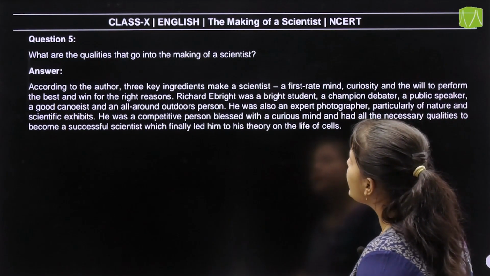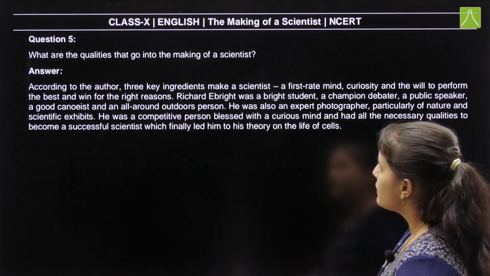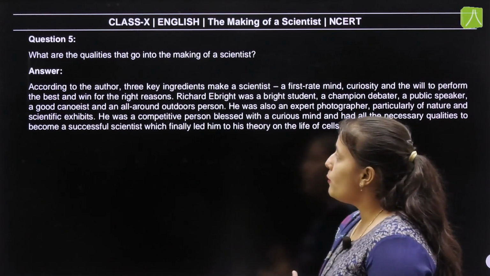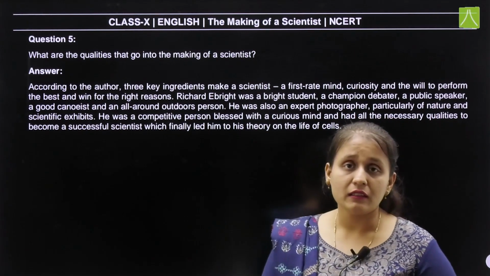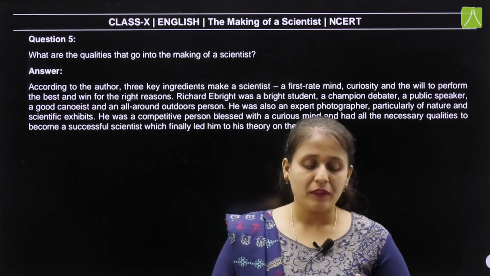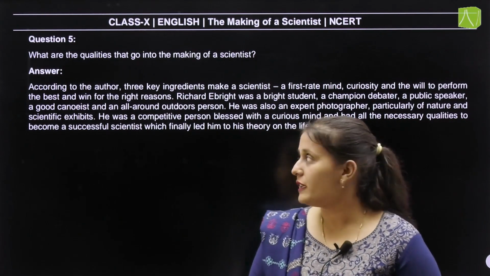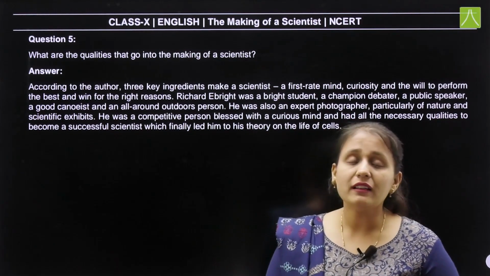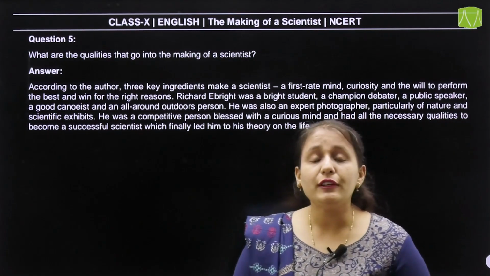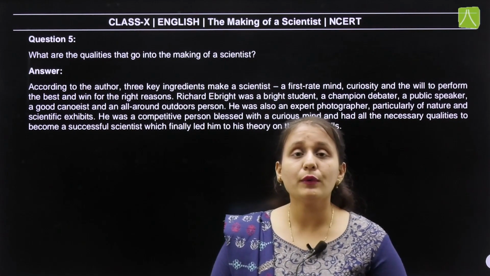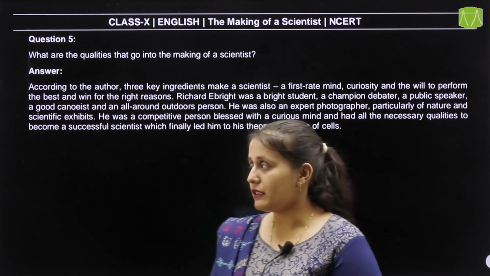According to the author, 3 key ingredients make a scientist. So what are the qualities of a scientist? Curiosity, perform best, and win for the right reason. What are the 3 reasons? The scientists are very curious. Okay, their curiosity is important. Their best, whatever they are doing, they put their best into that, and winning for the right reason. They never win for a wrong reason, but whatever they are doing, they win it for the right reason.